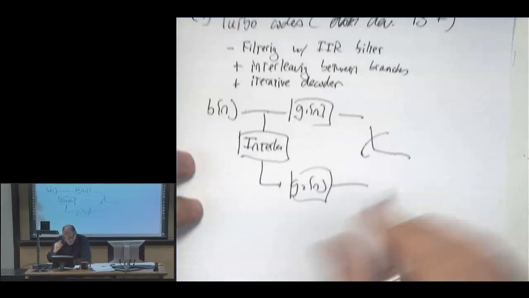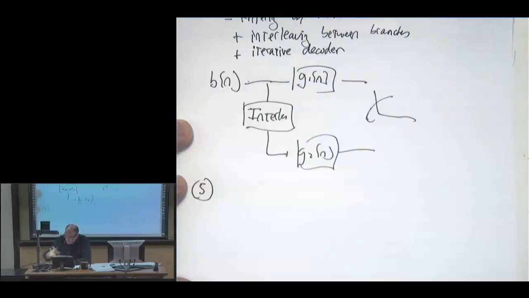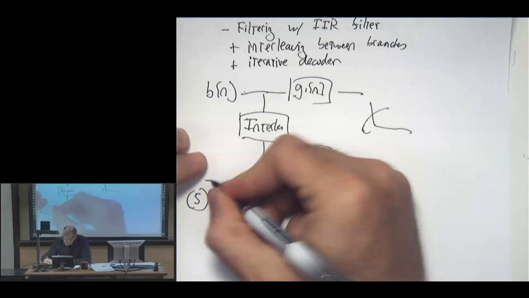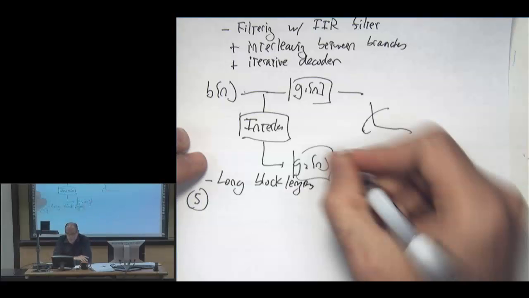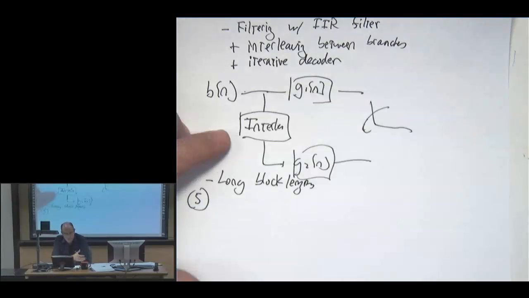And so they've been used in wideband CDMA, not as widely used in other wireless systems. One of the reasons is that you typically need long block lengths. So here you might need thousands of bits. This interleaver has to be thousands of bits long, and often that's just too big.